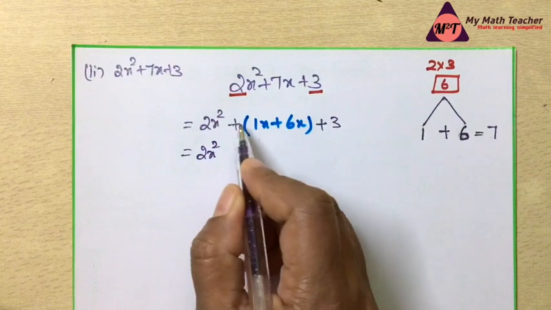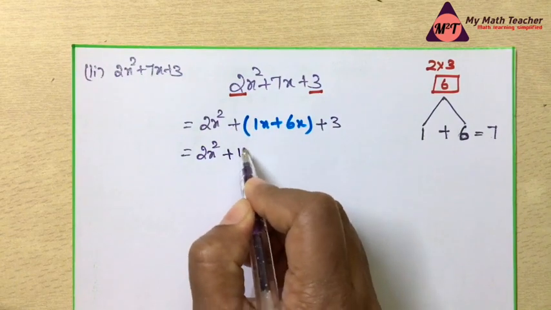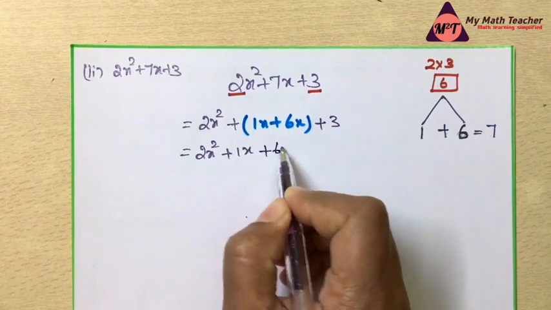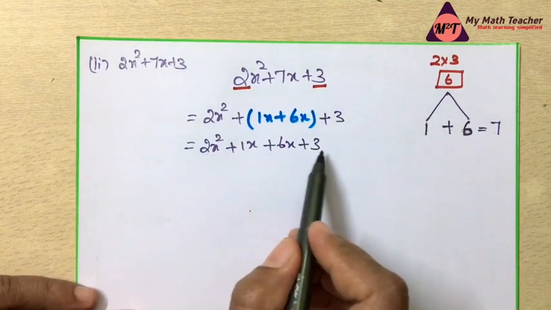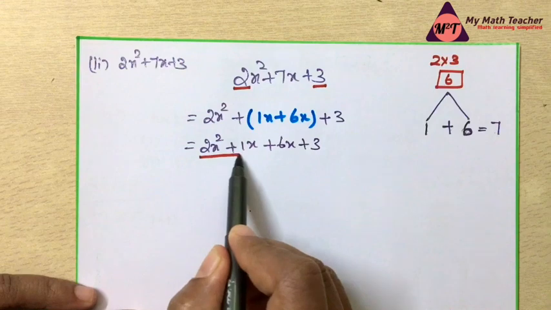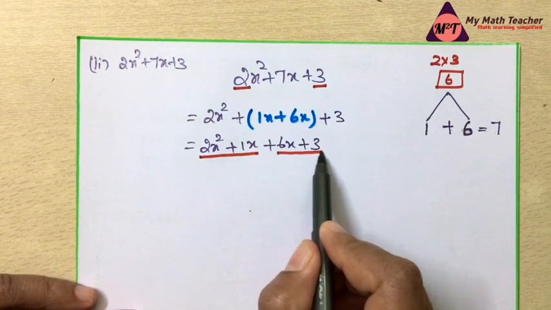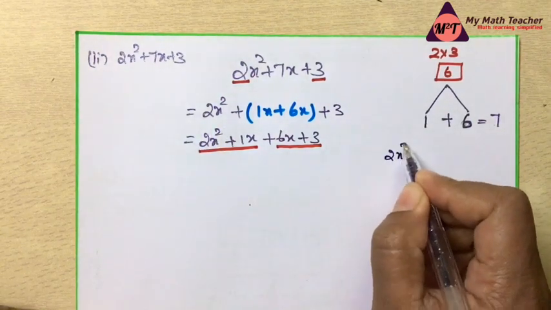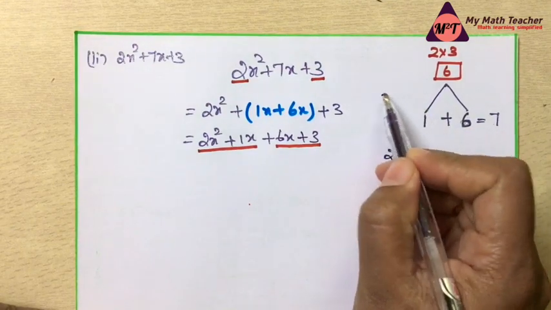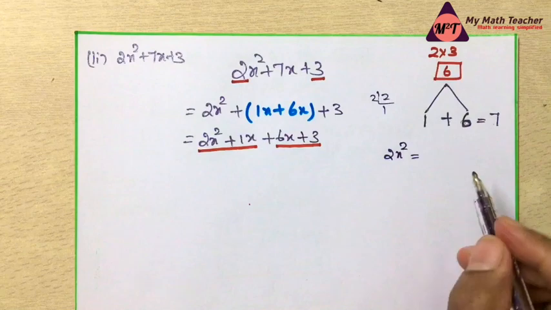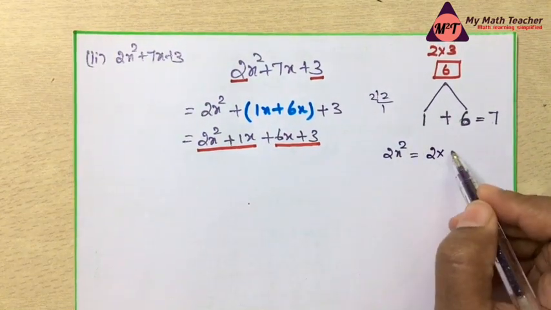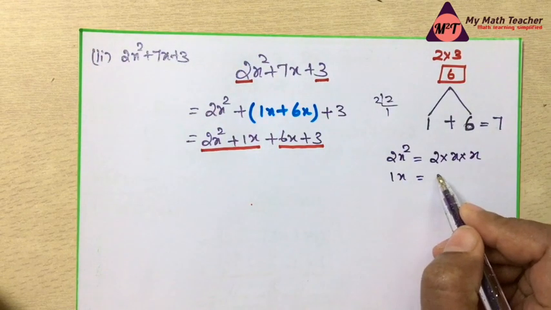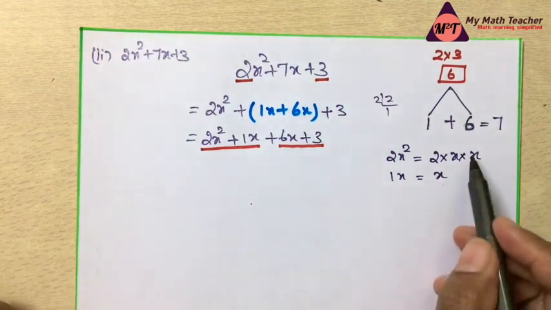Okay, now we have to remove the bracket. 2x square plus 1x, plus into 1x, it is plus 1x. If it is plus, we need not change the sign, plus into plus is plus, 6x plus 3. We have got 4 terms here. Now we have to group it. First 2 terms one group and the last 2 terms another group. Now first 2 terms, write the terms here, that is 2x square. Now we know when you do the prime factorization for 2, it is 2 into 1. So 2 into x square is x into x. So 1x is nothing but 1 into x, it's simply x only. You have to look for the common factors.